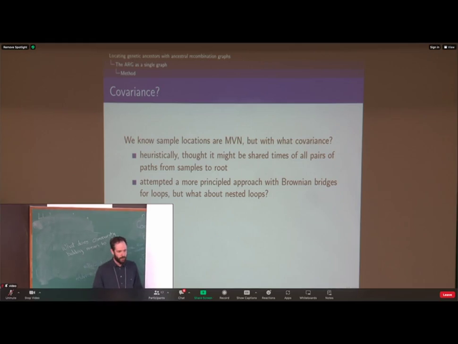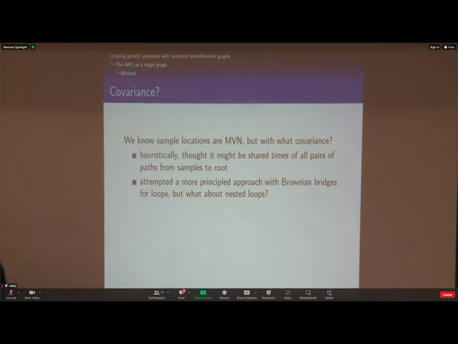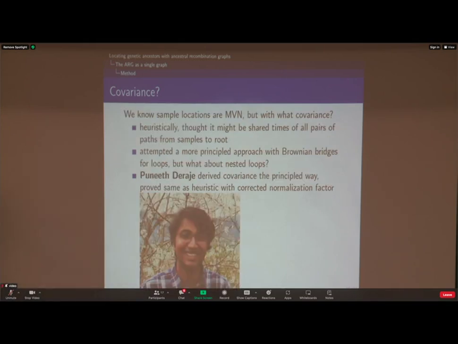But I wasn't very comfortable with just applying this heuristic. So I thought about how we can go about modeling Brownian motion on this graph object in a principled way, and thought about Brownian bridges. You can use a Brownian bridge to describe the movement along a loop: you snap open the loop and it starts and ends at the same point. There are results that tell you about the variance and covariance of points along that bridge. But how do you scale that up to the big nested mess of a full ARG from a simulation or real data?